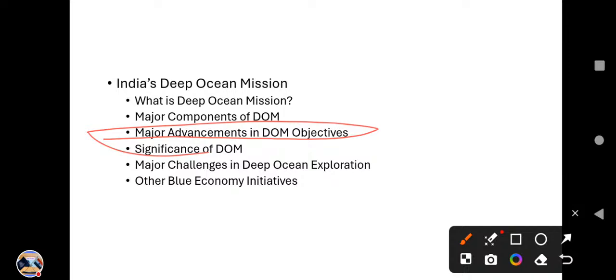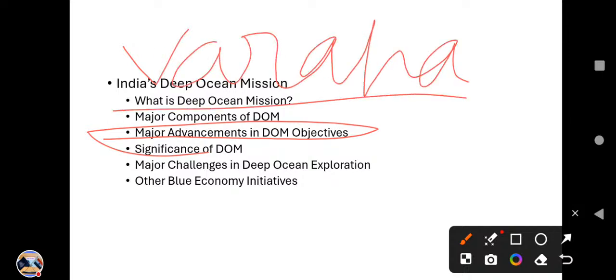Okay, and the next major advancement is Varaha. It is India's deep ocean mining system. The NIOT, that means National Institute of Ocean Technology, conducted successful deep sea locomotion trials using Varaha, an underwater mining system, at a depth of 5,270 meters in the central Indian Ocean. So you should remember this.